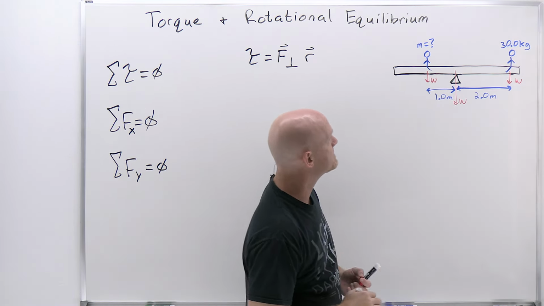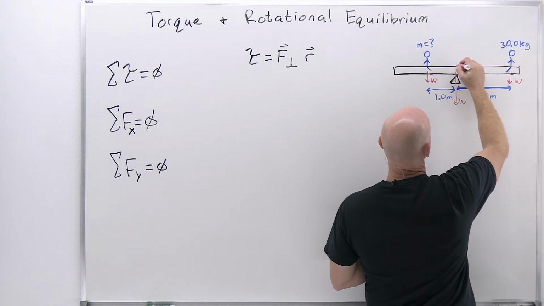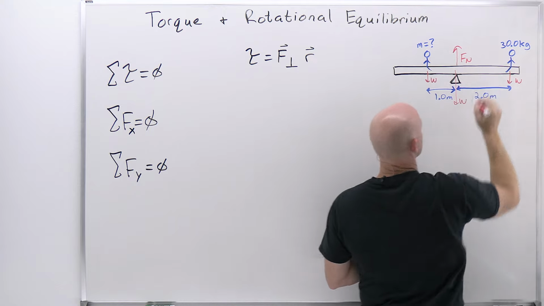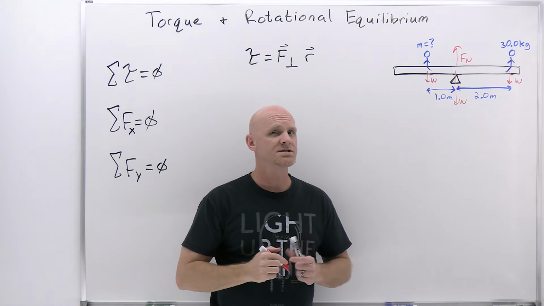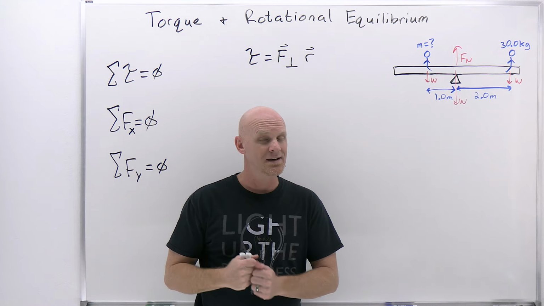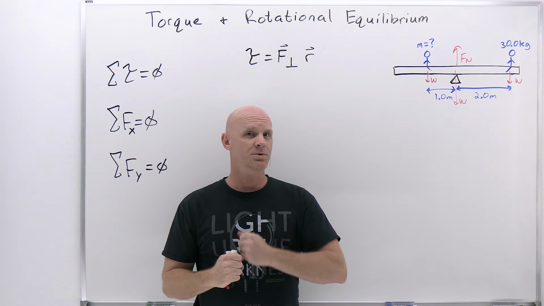We'll put actual formulas in. And then we're going to have a normal force where the seesaw hits this fulcrum, that contact force right there. And so those are our four forces. And what's nice is all these forces are in the vertical direction, let's say the y direction, which is going to make this a one-dimensional problem.